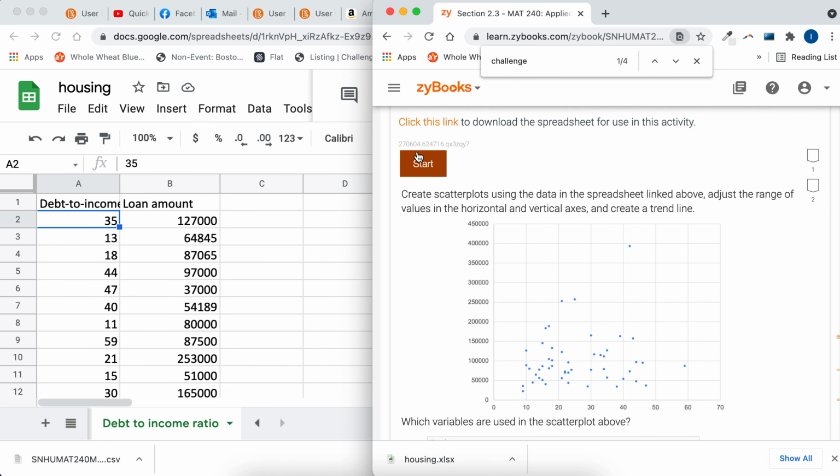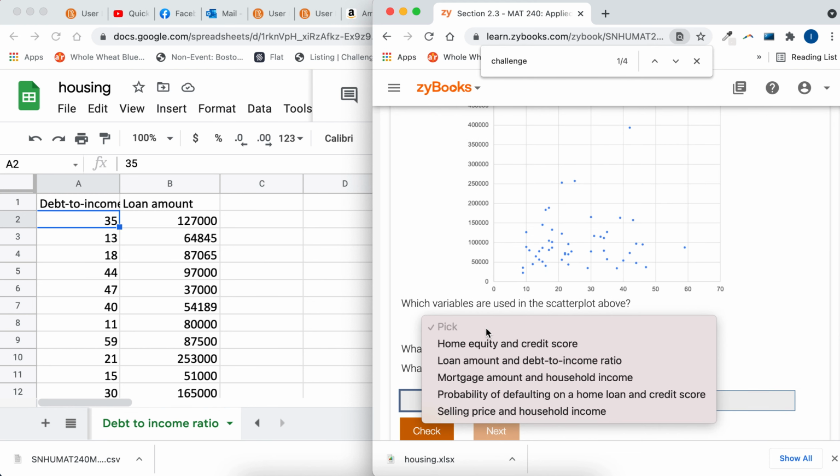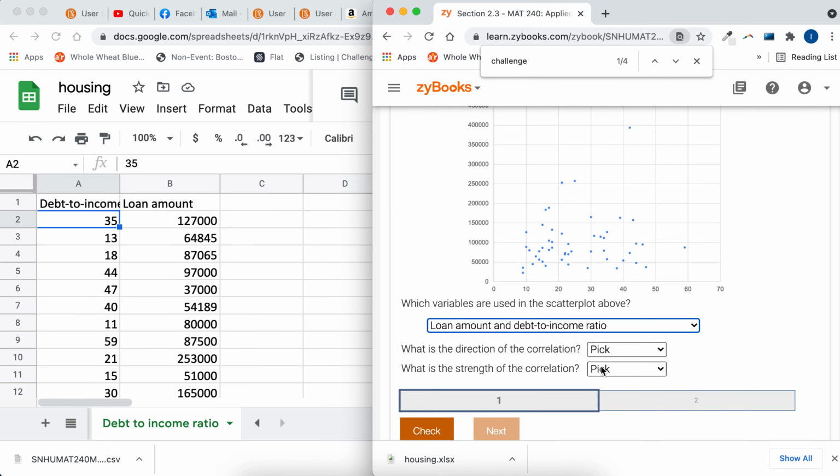Oh, I think I have to click start. Okay. What variables are you using in the scatter plot? Debt to income and loan amount. Otherwise, the other way you could do it is you could just make 5 individual scatter plots, but that takes a little longer. What is the direction of the correlation?